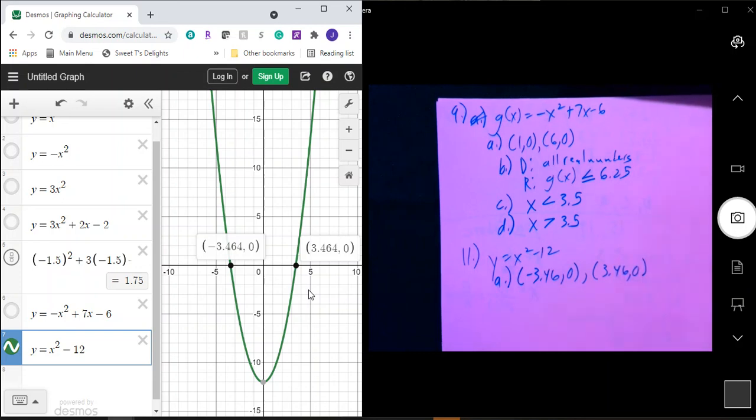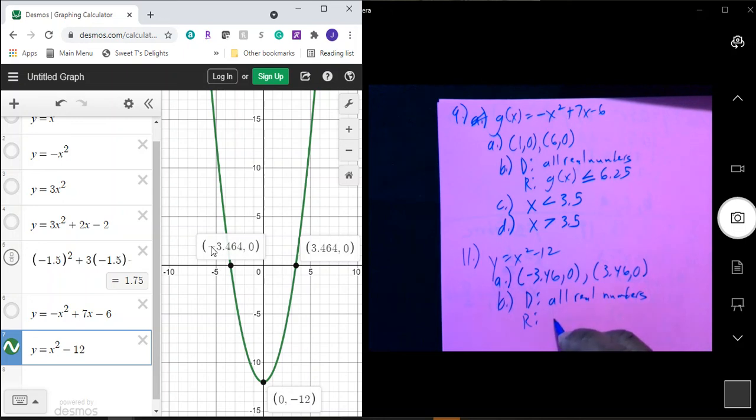Those are our x-intercepts. Okay, now B, we're supposed to determine the domain and the range. The domain is basically the same, all real numbers, because there's no restrictions on x. Now the range, if you look here, we have a minimum value here. So basically the range is when y is greater than or equal to negative 12. Because the lowest it goes is negative 12, and then it continues to go up. It can equal negative 12, but it must be negative 12 or higher.